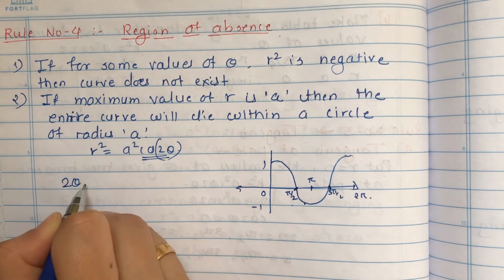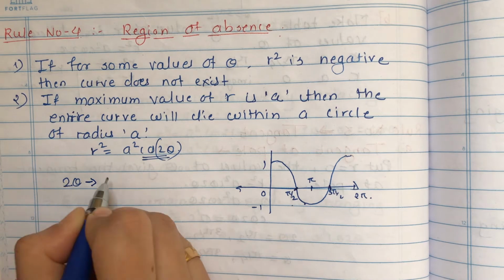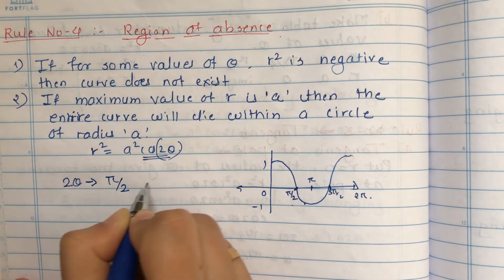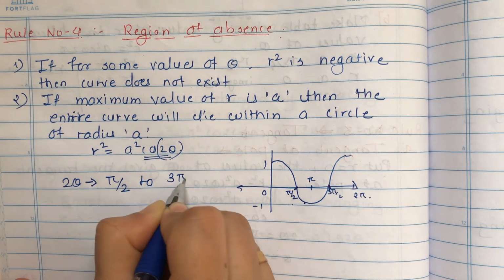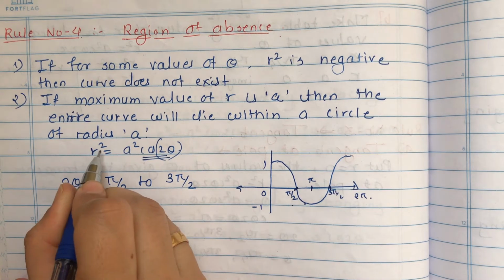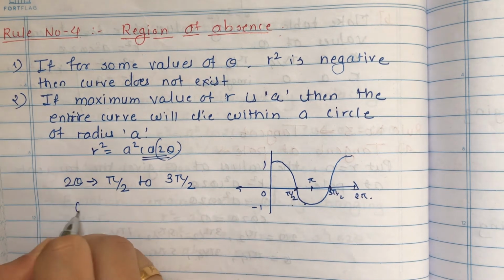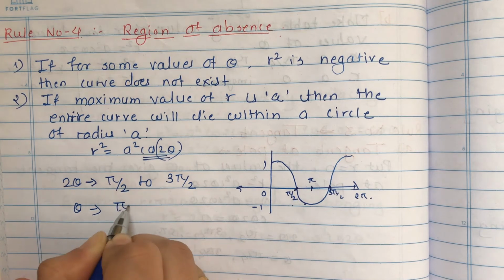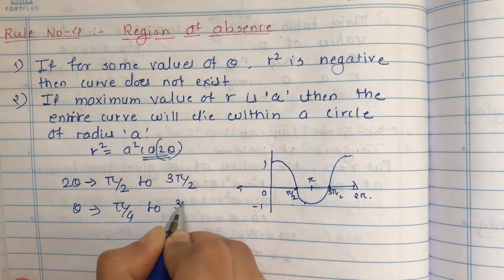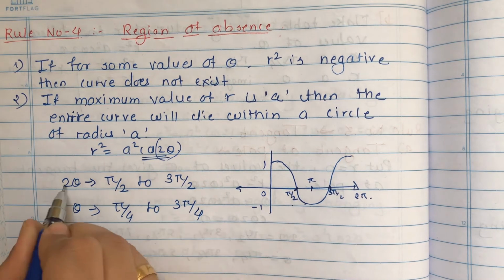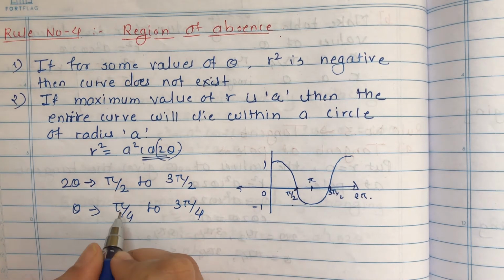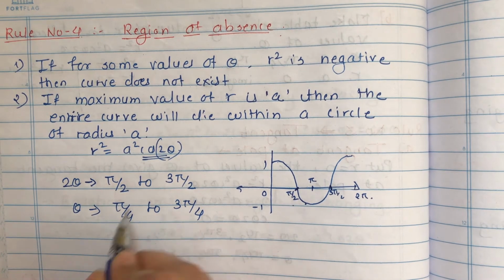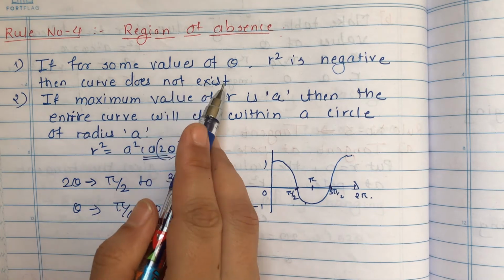So we can write this angle 2 theta. If 2 theta lies between pi by 2 and 3 pi by 2, r square becomes negative. So from here we can write theta is from pi by 4 to 3 pi by 4. So we got this region where the curve does not exist.